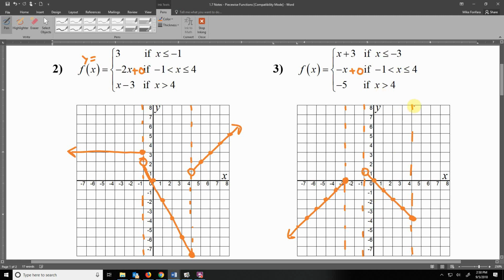And then for all x's greater than 4, so this boundary here, y equals negative 5. So it is a horizontal line down 5, and it is greater than but not equal to, so we're open there. And that's our third part.